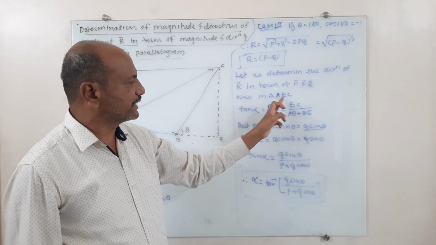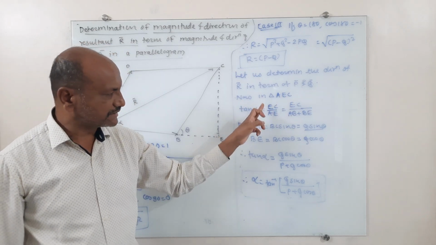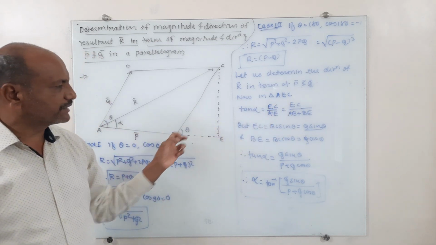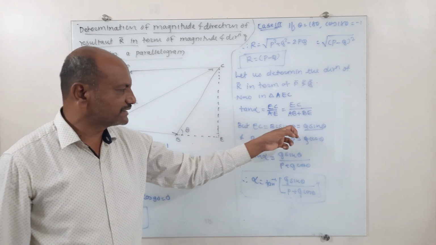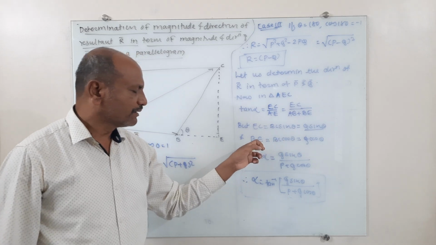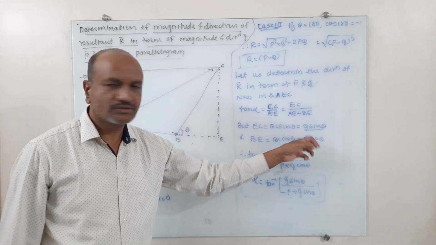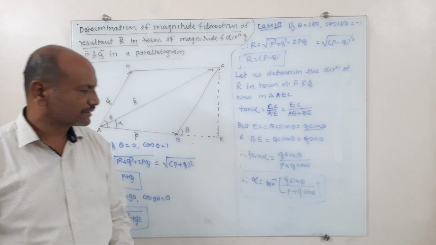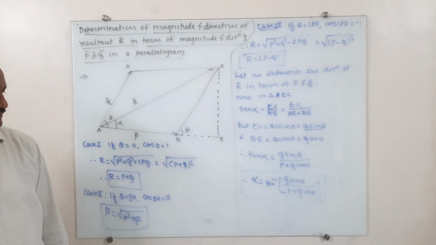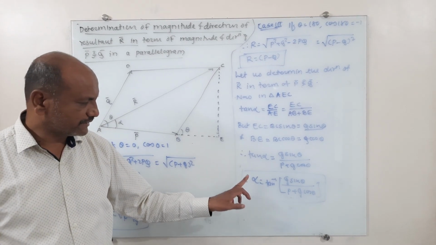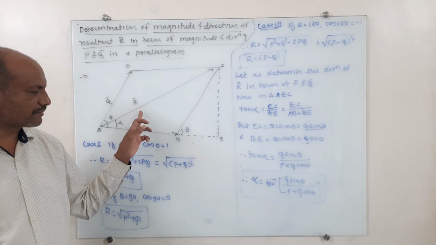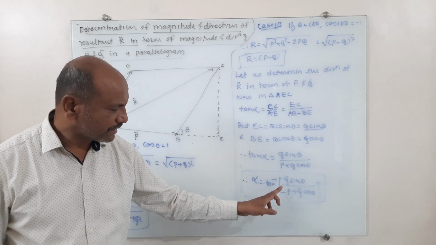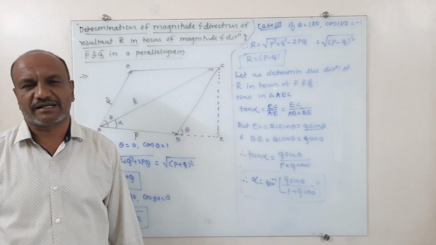Now, in a triangle AEC, tan alpha is equal to EC upon AE is equal to EC upon, how to write AE? AB plus BE. But EC is equal to BC sin theta is equal to Q sin theta. BE is equal to BC cos theta is equal to Q cos theta. Tan alpha is equal to Q sin theta upon P plus Q cos theta. Alpha represent the direction of resultant vector R bar, and therefore alpha is equal to what? Tan inverse Q sin theta upon P plus Q cos theta.